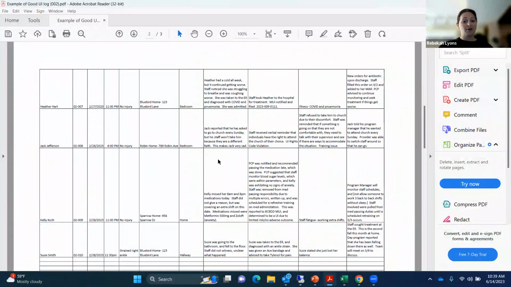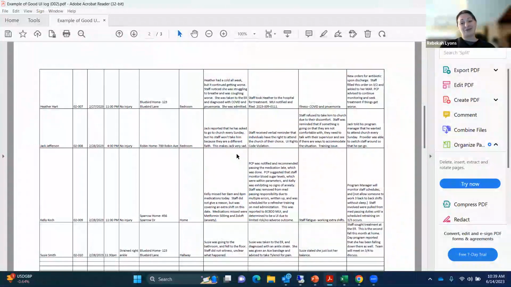Jack, I see a UI rights violation here. It doesn't look like he had any adverse effect that would bump it up to an MUI level. But it sounds like he's not being able to go to church because the staff is a different faith and they feel uncomfortable. So there's a lot of ways to address that, but it is critical that you're writing these up as incident reports. You're putting them on your UI logs, even if it's just an allegation. You want to make sure you're looking into these UI rights code violations because they can worsen. They can make quality of life poor for a person.